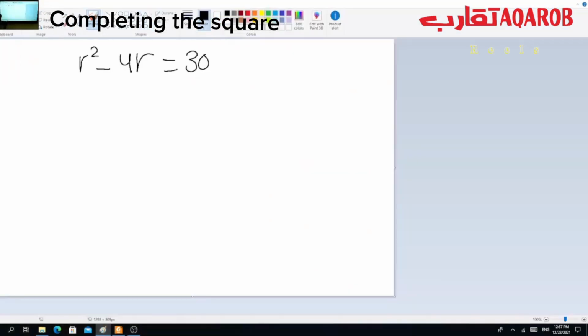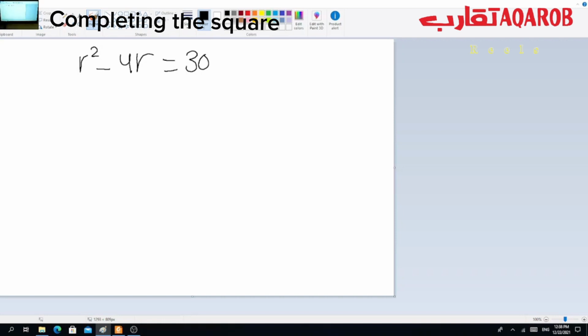First of all, I should make sure it's written in the correct form for the equation. I want to solve it by completing the square. Is it written in the form? Yes, since I have the constant on one side and the variable terms, ax squared plus bx, on the other side, my equation is written in the correct form.